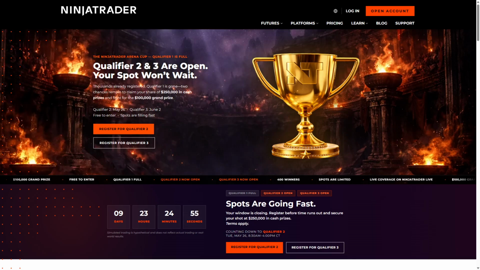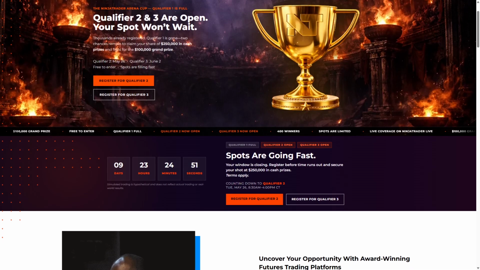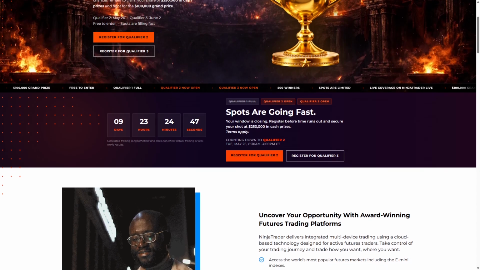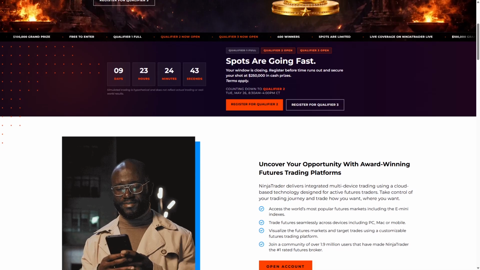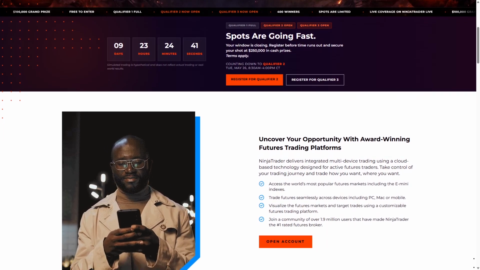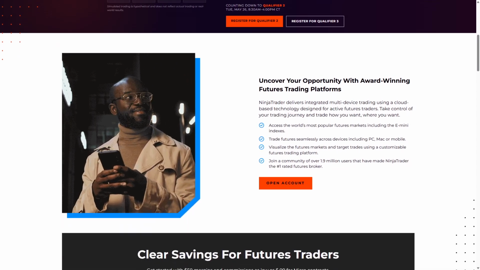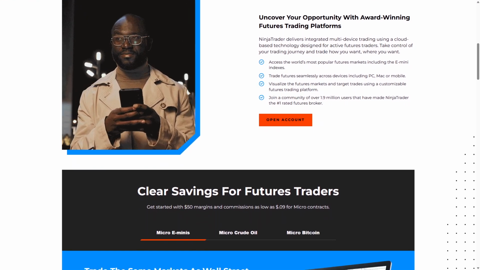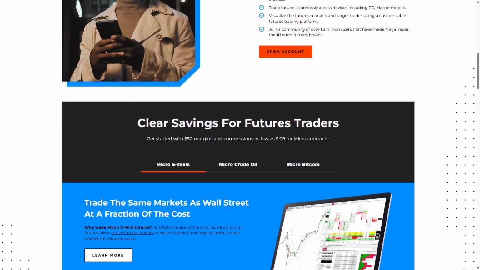NinjaTrader is a desktop-based trading platform focused on advanced trade execution and automated strategy development. It provides comprehensive tools for order management, including advanced order types and direct broker integration. NinjaTrader supports futures, forex, and stocks, with a strong emphasis on customization through its proprietary NinjaScript programming language. This allows traders to build and backtest automated trading systems tailored to their strategies.